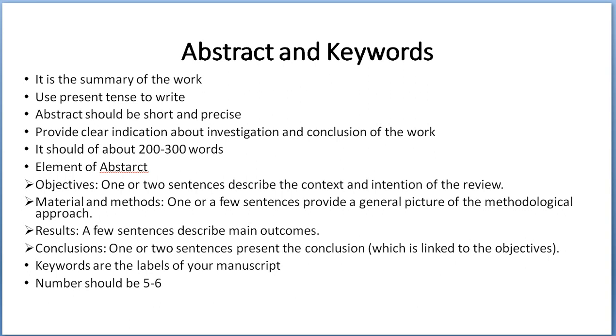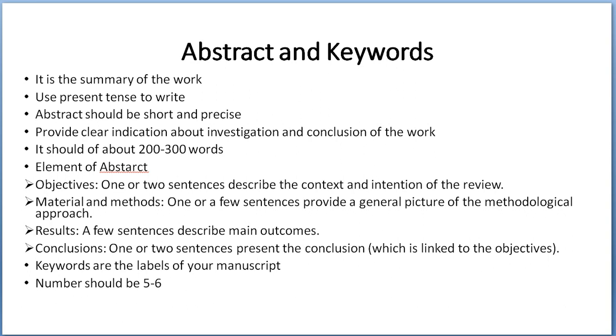So abstract and keywords. It is a summary of the work. Always use present tense, most probably, to write an abstract. Abstract should be short and precise. It should provide a clear indication about the investigation and conclusion of the work. Abstract may contain the purpose of the review, method, result, and conclusion. These four are the main parts of the abstract that you have to address. It should be about 200 to 300 words.